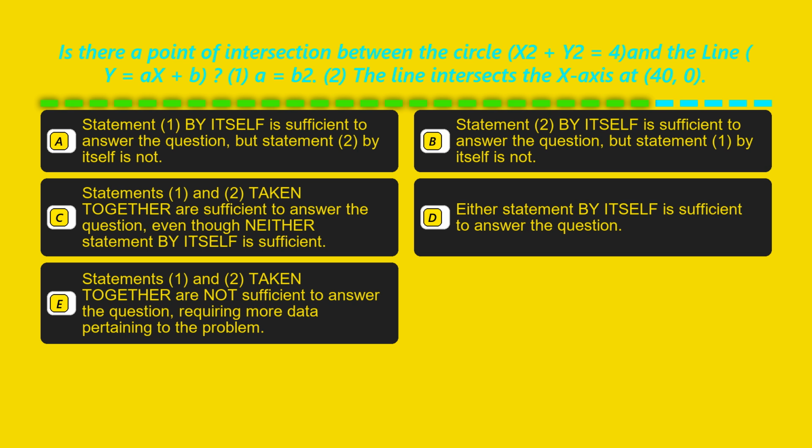y equals x plus b? 1. a equals b². 2. The line intersects the x-axis at (4, 0).